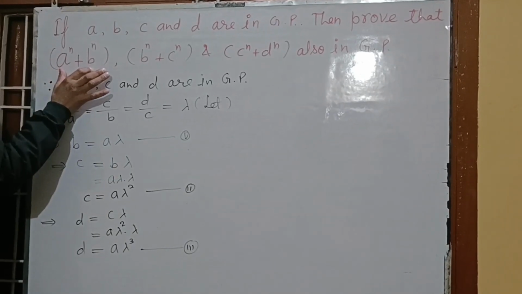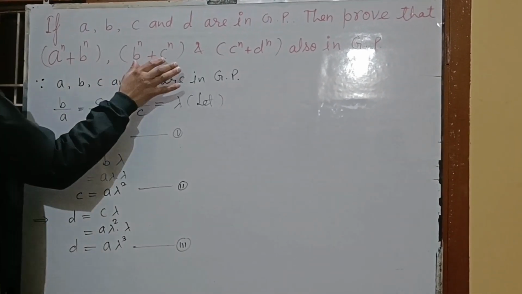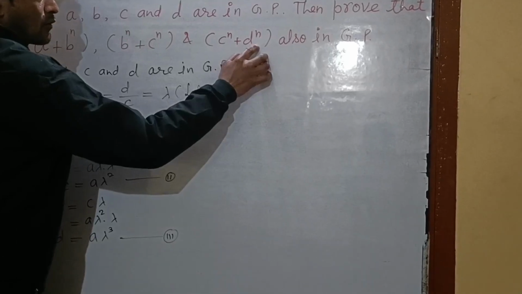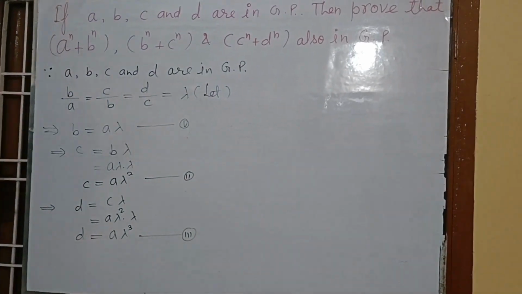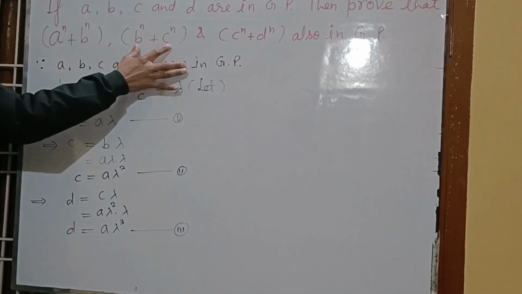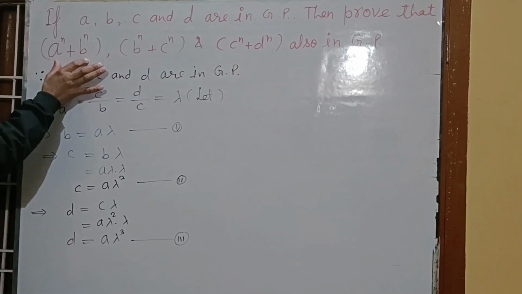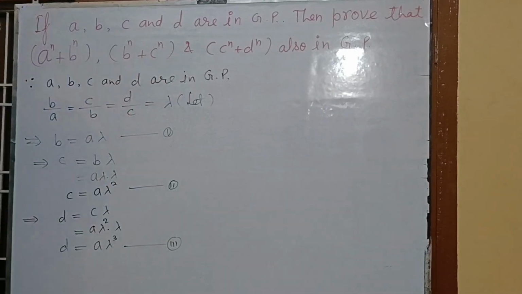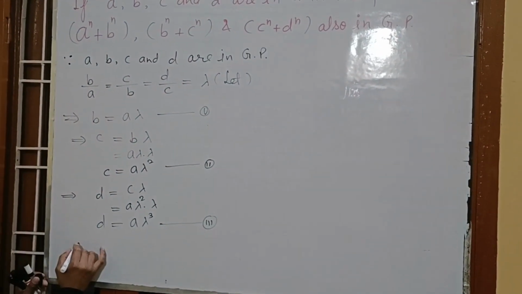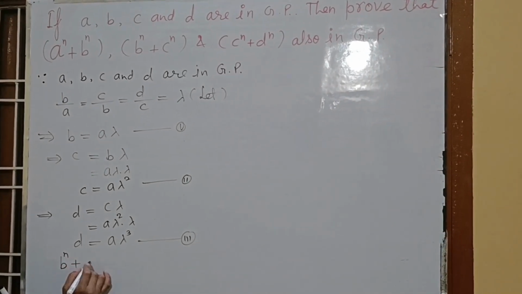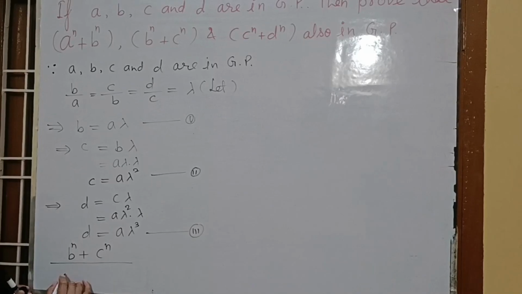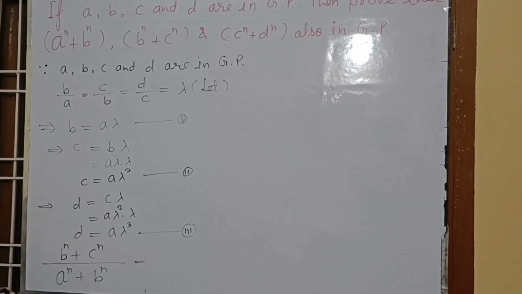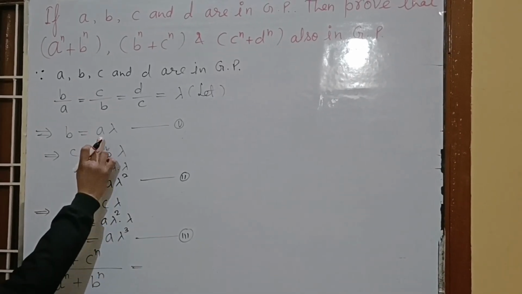A to the power n plus B to the power n, B to the power n plus C to the power n and C to the power n plus D to the power n are in GP. That means the ratio of the second term and first term should be equal to the ratio of the third term and second one. Now find B to the power n plus C to the power n upon A to the power n plus B to the power n, where B equals A lambda.